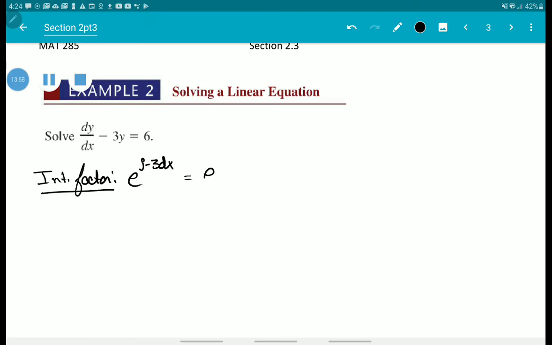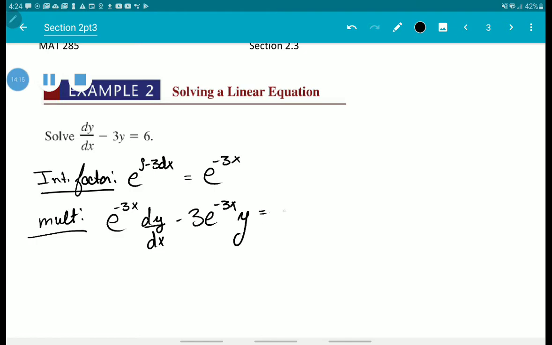So in this case, it's going to be e to the negative 3x again. Then we're going to multiply through. And when we multiply through, we're going to have e to the negative 3x times dy over dx minus 3e to the negative 3x times y. And that's equal to 6e to the negative 3x.